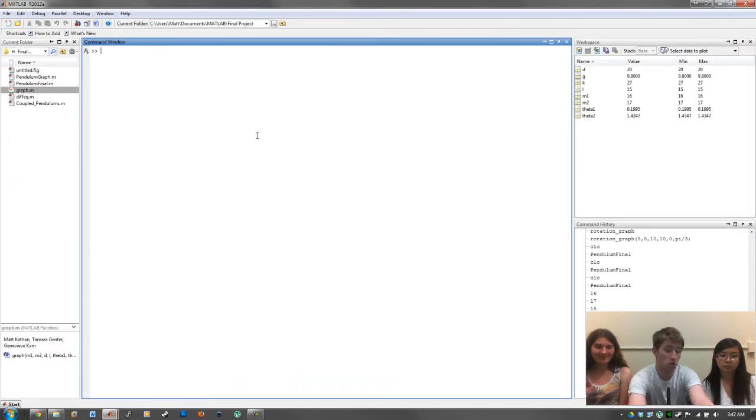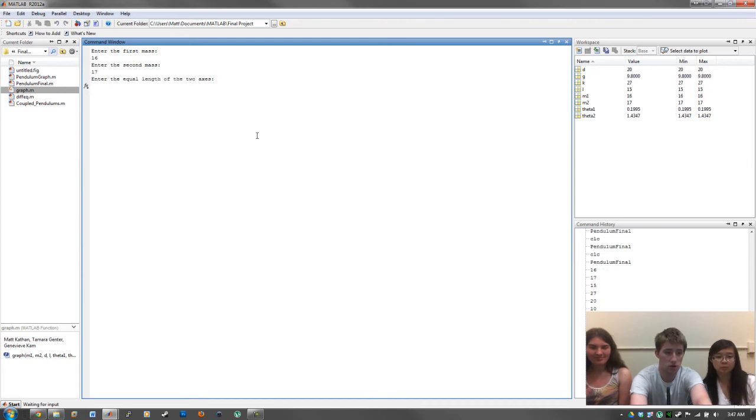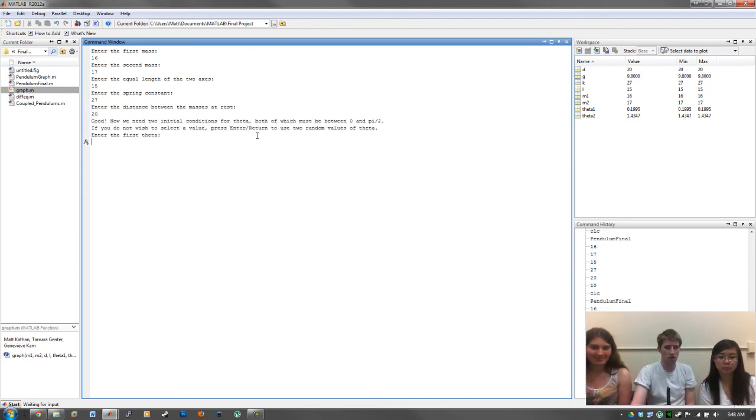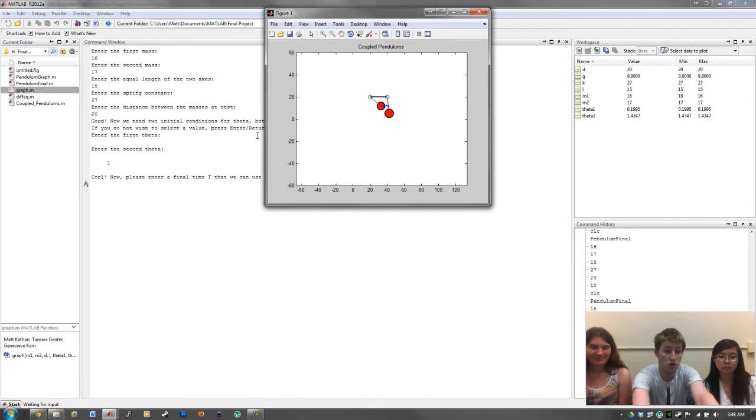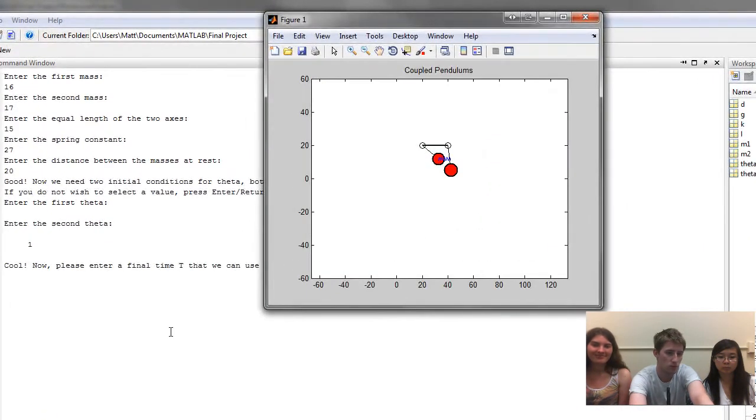So to run our program, of course, in MATLAB, we just have to type pendulum final. Bam. So for first mass, I'm thinking 16, second mass 17, length of the axes 15, spring constant 27, distances between the masses 20, and we'll do random thetas. So that's our initial graph, and let's see how that changes over 10 seconds, shall we?